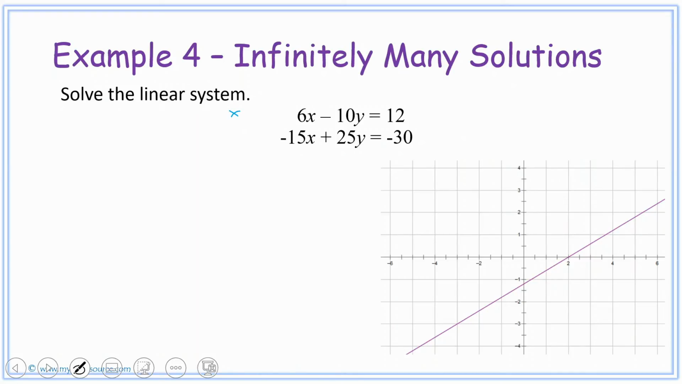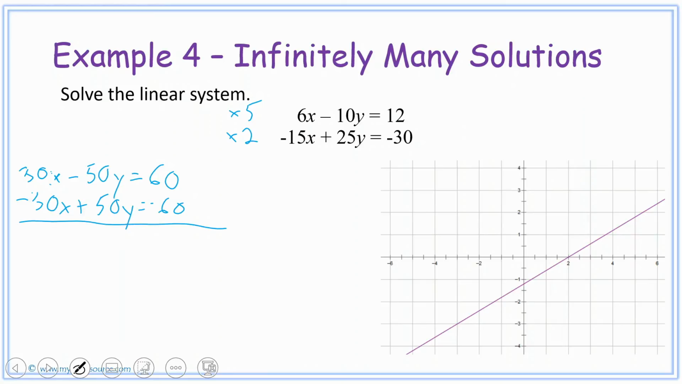So if we times this one by 5, and we're going to times this one, and they're already opposite signs, we're going to times this one by 2. And when we do that, in the first equation, we will get 30x subtract 50y is equal to 60. All right, the second one, we're going to get negative 30x plus 50y equals negative 60. All right, so this cancels, and this one cancels as well. And so we're left with 0 equals 0.